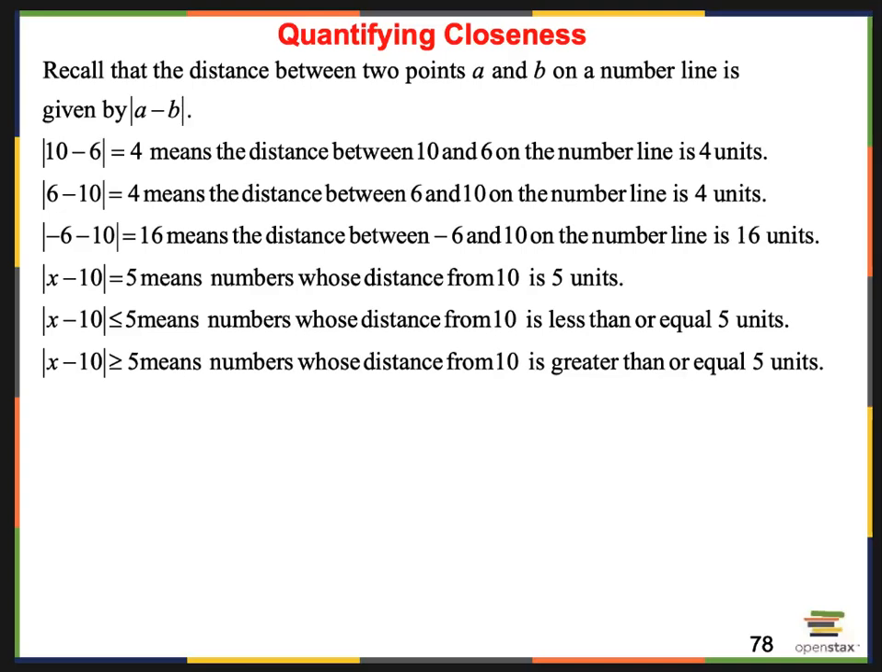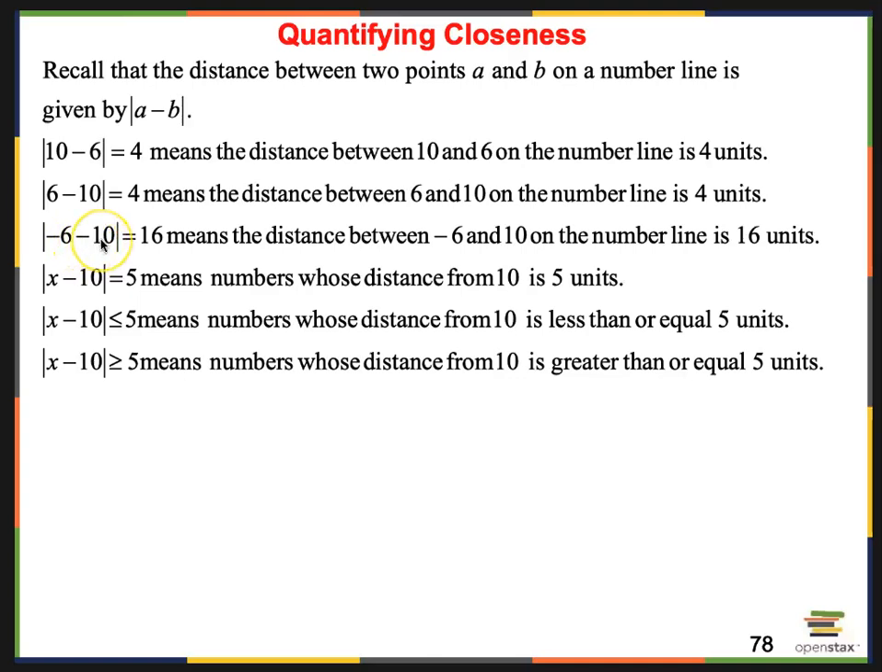So recall that the distance between two points, a and b, on a number line is given by the absolute value of a minus b. So that's what we're looking at when we look at our f of x minus L and our x minus a. Here are some examples of what these mean, and hopefully they will help with our precise definition. The absolute value of 10 minus 6 equals 4. That's the distance between 10 and 6. It's 4 units. The absolute value of 6 minus 10 is also 4, so again, the distance between 6 and 10 on the number line is 4.